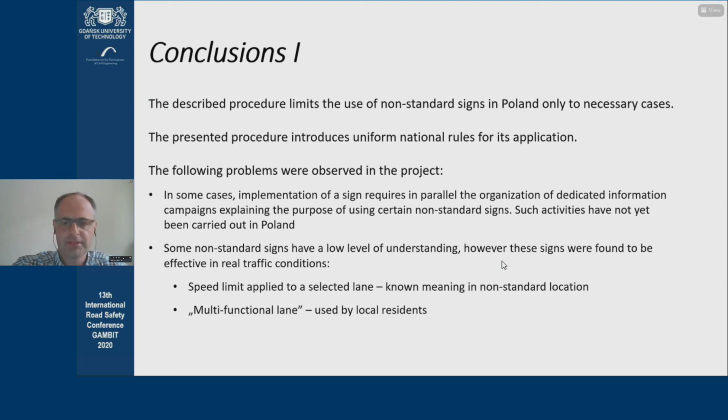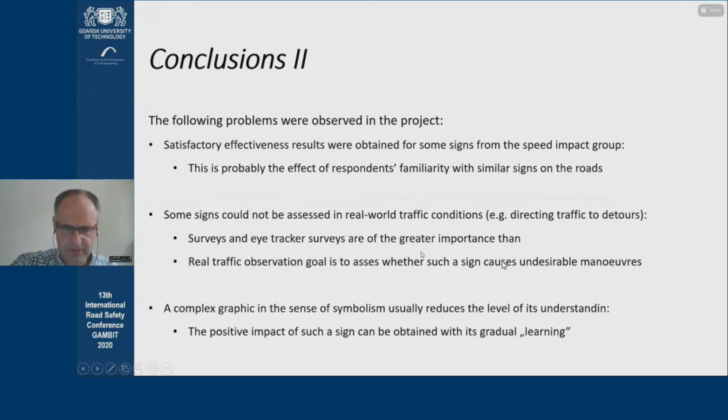Also, some of the signs require information campaigns. Because there are some signs which initially show low understandability results, and yet long-term they actually work, even improving the situation. For instance, speed limit to a certain selected lane.